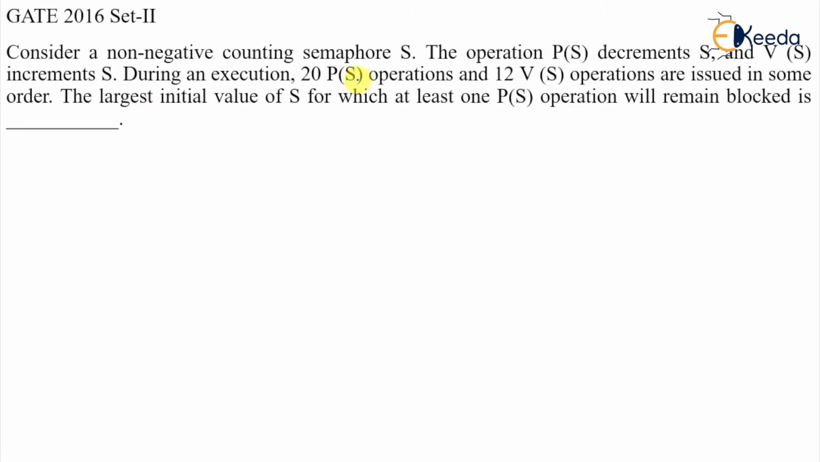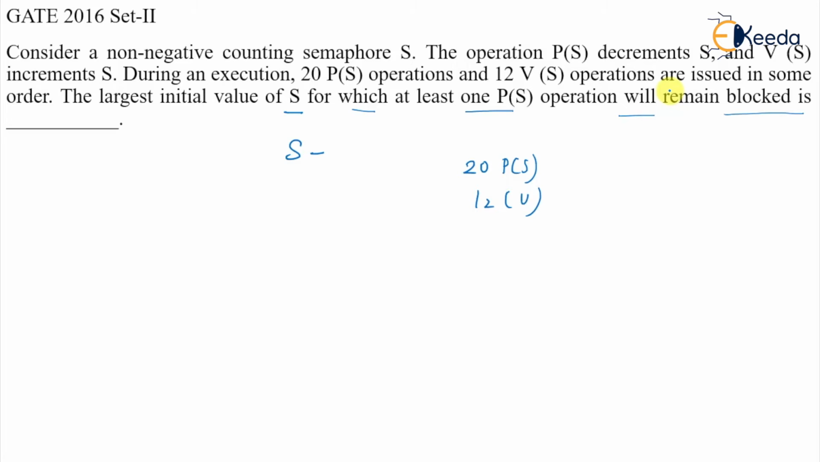Consider a non-negative counting semaphore S. The operation PS decrements S, VS increments S. During 20 PS and 12 V operations issued in some order, the largest initial value of S for which at least one PS operation will remain blocked is. Okay, the largest value of S for which at least one PS operation will remain blocked.